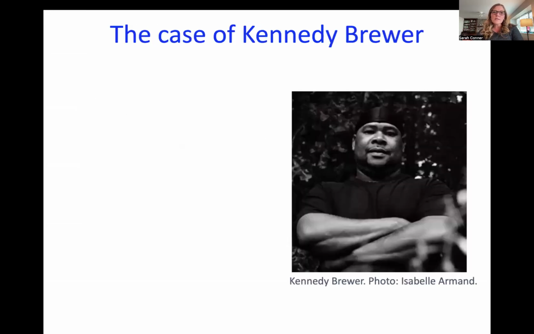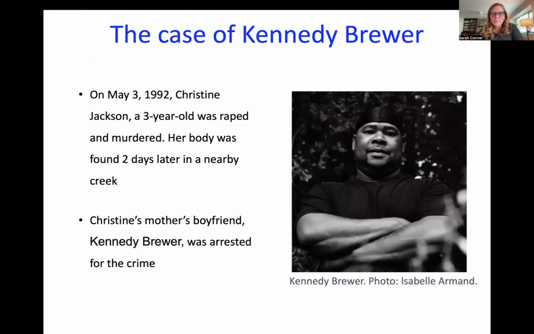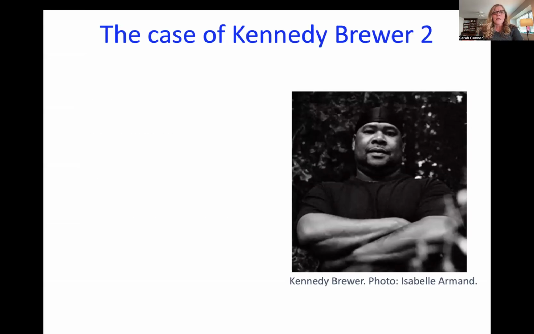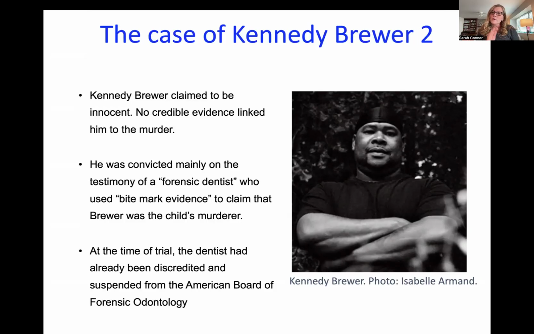All right, so we're first going to look at the case study of Kennedy Brewer. Kennedy Brewer was a man that had a girlfriend. Her name was Christine. She had a 3-year-old daughter, who was raped and murdered, and then they found her body about 3 days later in a river. Because of where he was, and it was just a boyfriend thing, they actually arrested Kennedy Brewer for the crime. He claimed to be innocent. There was no credible evidence that linked him to the murder, but he was convicted mainly on the testimony of a forensic dentist who used bite mark evidence to claim that Brewer was the child's murderer.